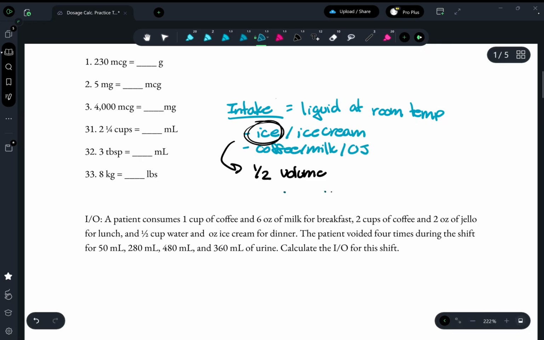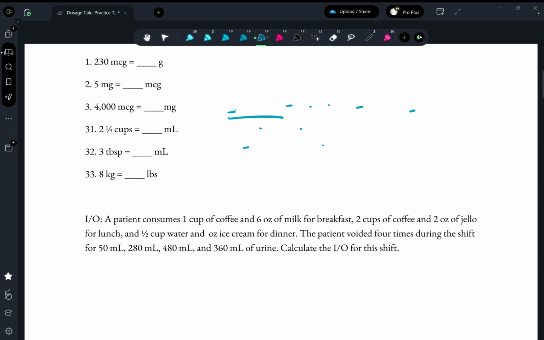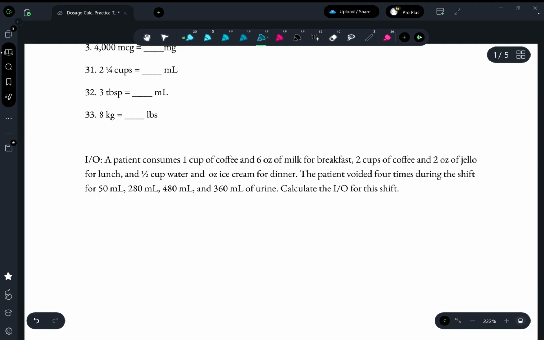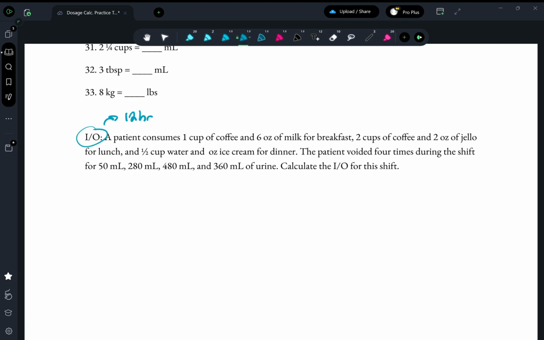But the ice cream, because it's in a solid container, if it says 4 ounces of ice cream, that patient ate 4 ounces of liquid. If it's 2 ounces worth of popsicle, that's just what it is. So ice is the only one you change. So, that being said, let's come down here and look at what our patient ate for our shift. Also, unless it says otherwise, your I&O is always for one 12-hour shift.